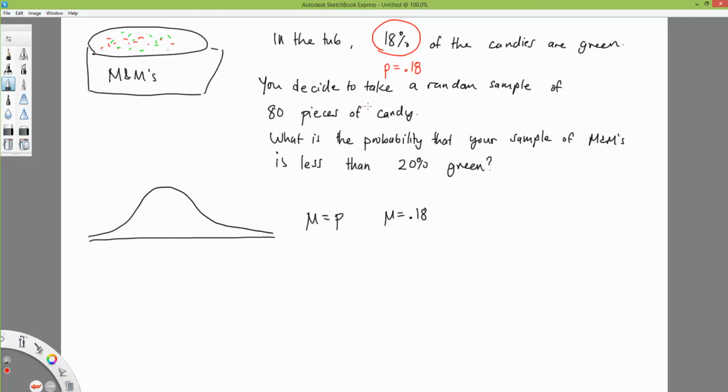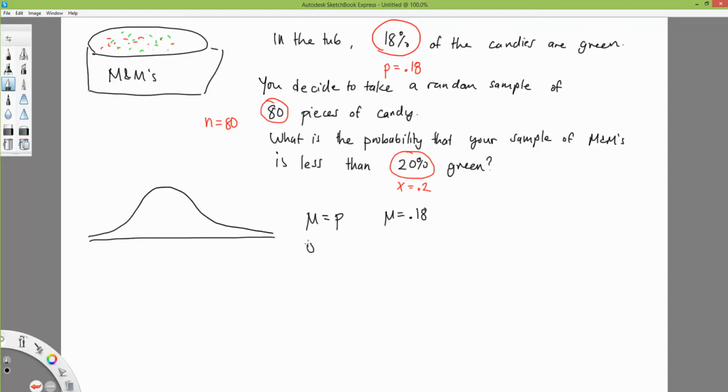All right, what is the other part that we can look at in our problem? 80. 80 is what? N. So that means N is equal to 80. And then over here it says, what is the probability that 20% is green? This is our X. X is equal to 0.2.